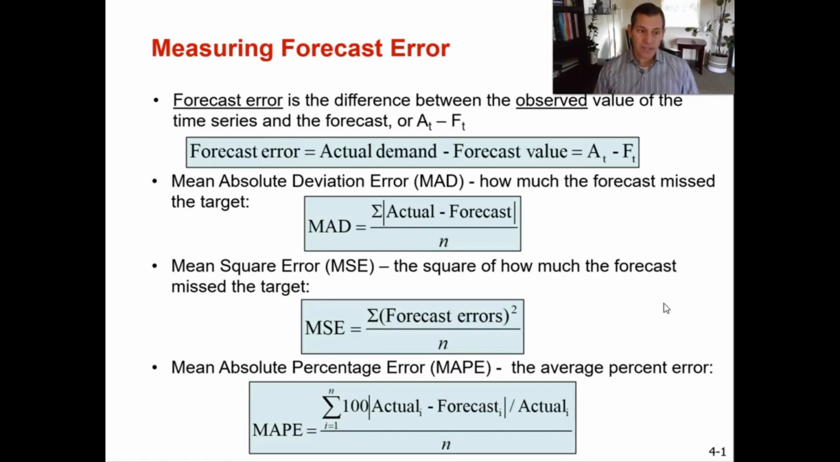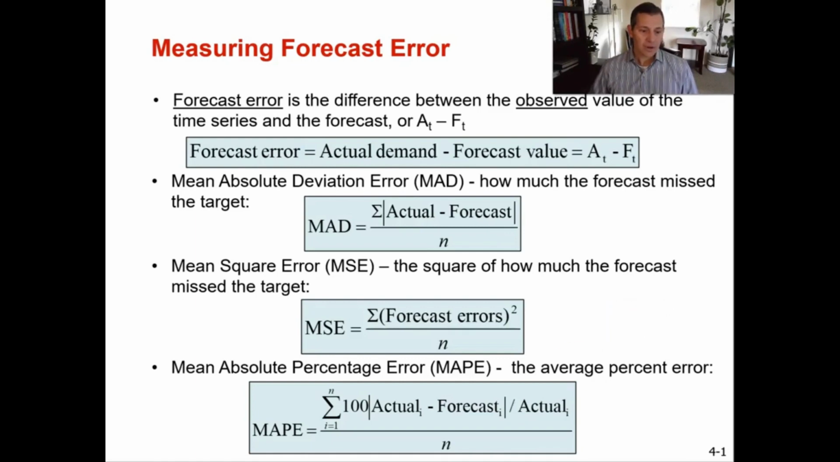The mean absolute deviation formula is the sum of the absolute value of the actual minus your forecast, divided by your n, and our n is the number of time periods. The mean squared error is the sum of your forecast errors squared. So it's going to be a larger number because we're squaring the errors. And then you divide that by n, or your time periods. The mean absolute percentage error is the sum of the absolute value of the actual minus forecast, multiplied by 100, divided by the actual, and then divided by n. We will walk through all 3 of these formulas together.